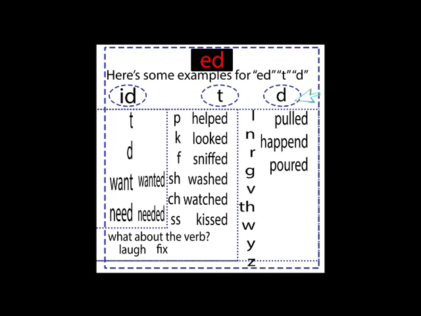The sound d is with verbs that end with l, m, r, j, v, w, y, z. You may note that they are all voiced sounds, which have vibration. They all have vibration: l, m, r, j, and so on. Examples: pull, pulled. Happen, happened. Not happened or pulled. Again, pull, pulled. Happen, happened. Pour, poured.